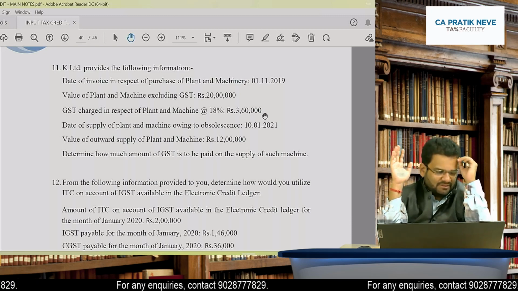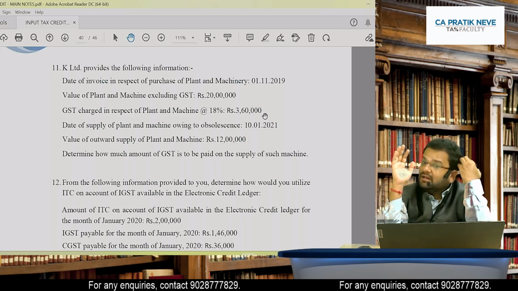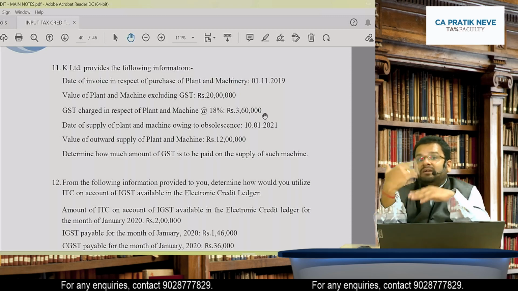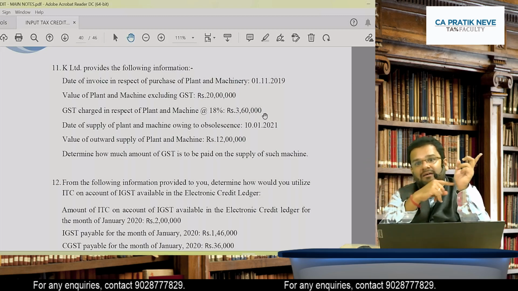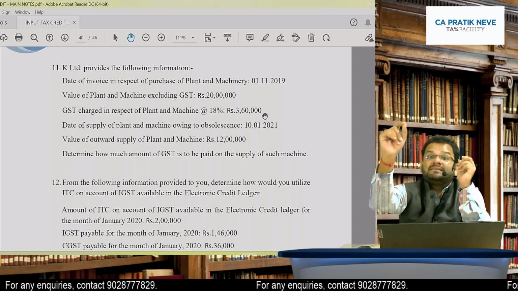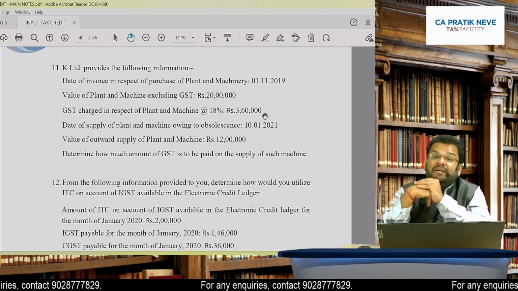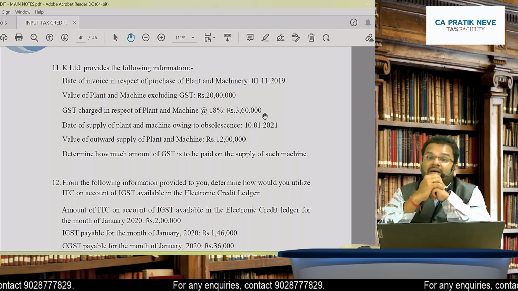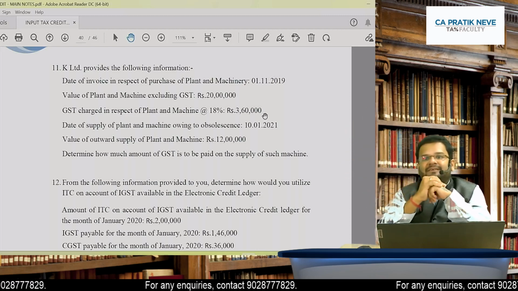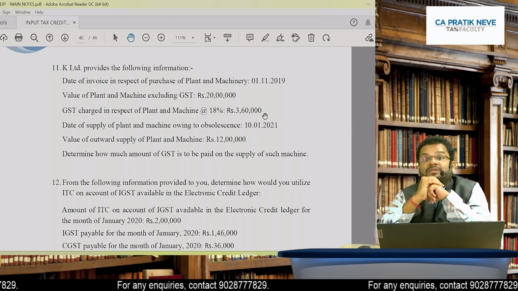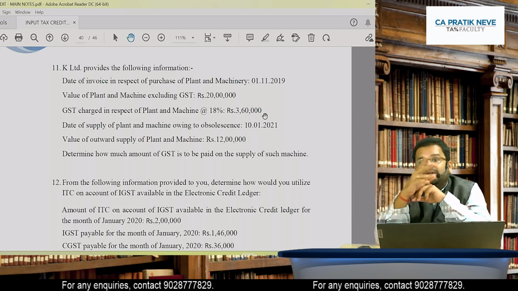Whatever goods were sent by me 1 year back will be deemed as outward supply. What will it be deemed as? It will be deemed as outward supply done 1 year back, and I will be liable to pay GST along with interest of the last 1 year.